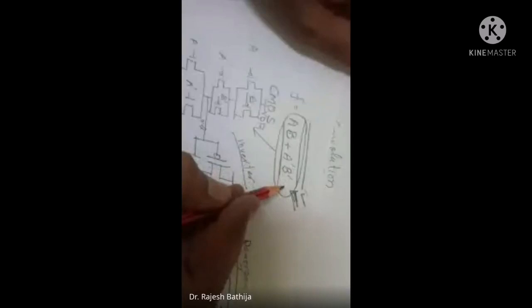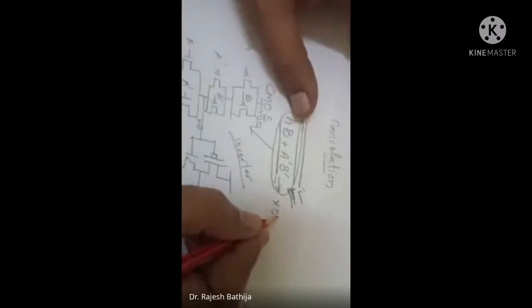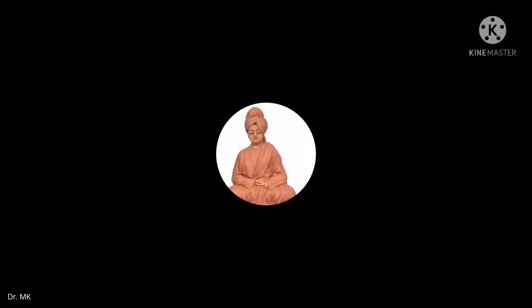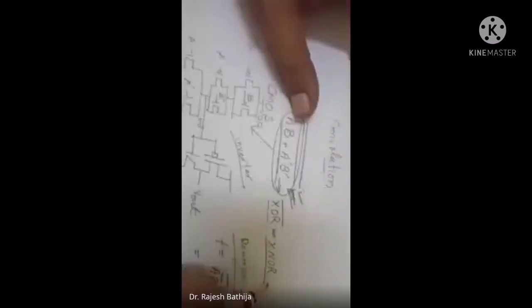Yes, sir. AB plus A'B' is the Boolean expression of which logic gate? Tell me fast. Meena ma'am, are you there? Meena ma'am? XOR? Ah, that is XOR, right? And if I take the bar of that, what will it be? If I take XOR bar, then it will be XNOR. Right? The invert of XOR is XNOR.